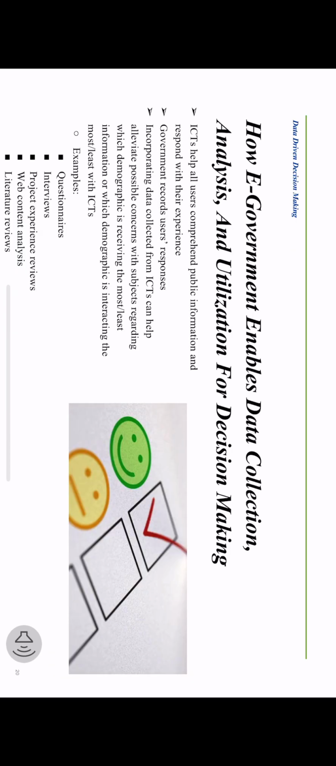How e-government enables data collection, analysis, and utilization for decision making. By bridging the divide between young and elderly, or educated and uneducated, ICTs help all users comprehend public information and respond with their experience. It is then how the citizens interact or respond to the information that e-governments record. With ICTs, through various methods of data collection, analysis, and utilization, decisions can be heavily influenced. Incorporating data collection from ICTs can help alleviate possible concerns regarding which demographic is receiving the most or the least information, or which demographic is interacting the most or least with ICTs. Examples of possible data collection techniques for analysis and utilization include questionnaires, interviews, project experience reviews, web content analysis, and literature reviews.